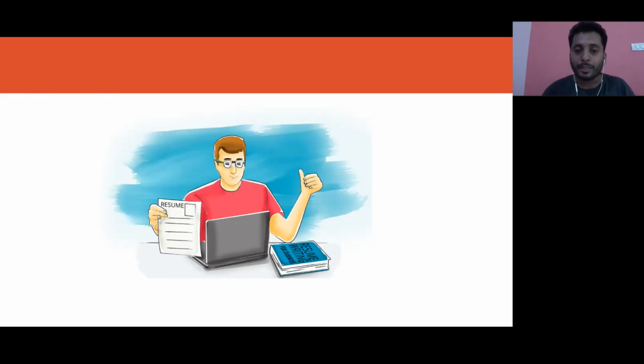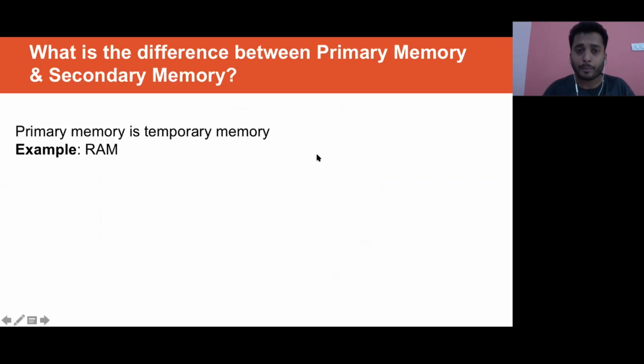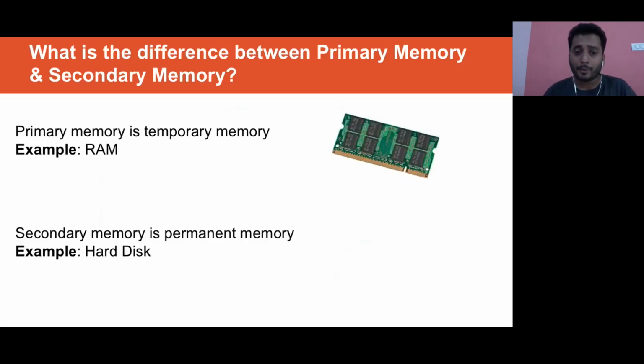Okay, so the primary memory, as I said in the previous slide, is a temporary memory and the example for that is RAM. Whereas the secondary memory is a permanent memory and the example for that is the hard disk.